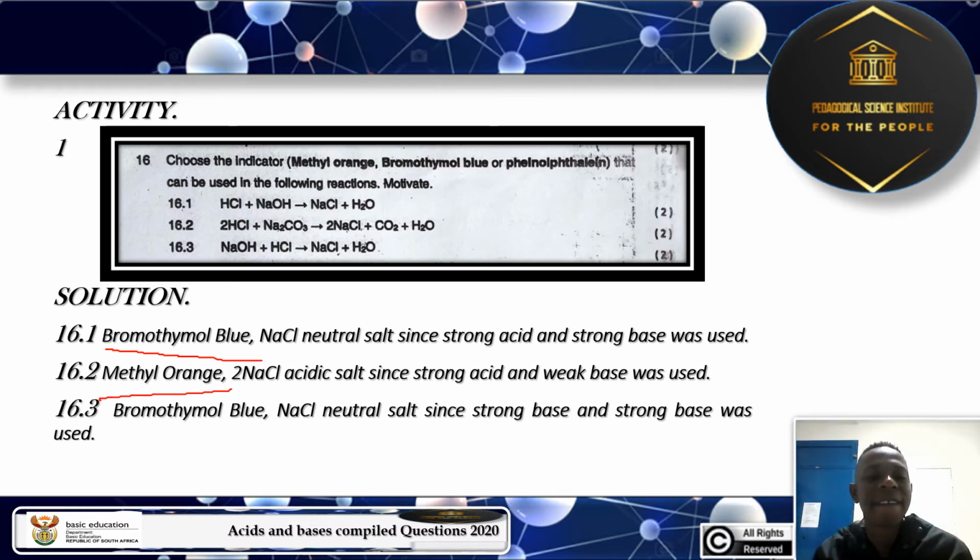Then NaOH plus HCl. NaOH again. Now it's a vice versa of number one. In number one, they started with an acid, now they started with a base. Still it's one and the same thing. So still we are going to use what? Bromothymol blue, since a strong base reacted with a strong acid. Let's move.